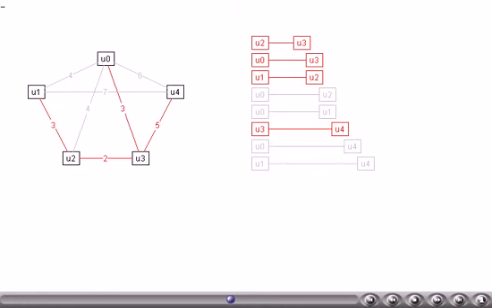In this graph, there exist 5 nodes. Thus, the minimum spanning tree is supposed to have 5 minus 1, 4 edges. By now, we have selected 4 smallest edges. They make the minimum spanning tree.